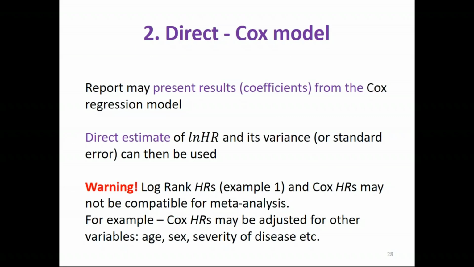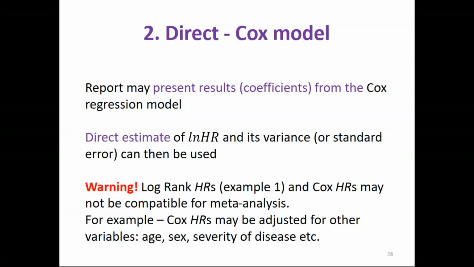The second direct method that you could use incorporates or extracts information from a Cox model that might be presented in the trial publication. So the report might present the regression coefficients from the Cox regression model, in which case these are direct estimates of log hazard ratio and the corresponding variance or standard error. So that's very straightforward to use that information. It can be input directly into RevMan.